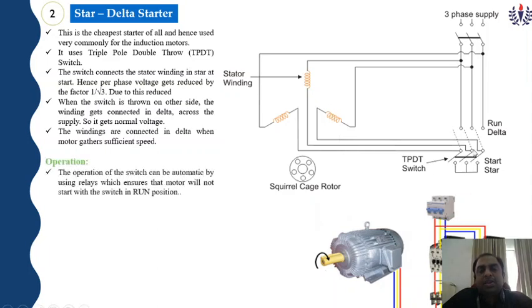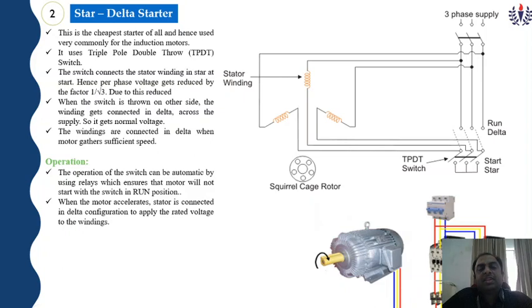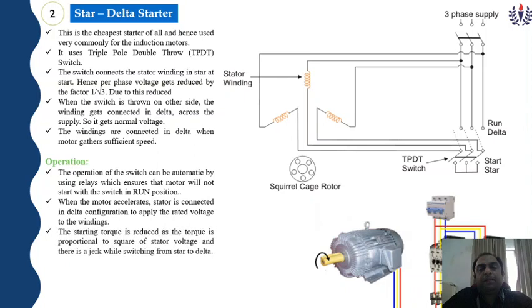Operation: the operation of the switch can be automated by using a relay, which ensures the motor will not start with the switch in run position. When the motor accelerates, the stator is connected in delta configuration to apply the rated voltage to the winding. The starting torque is reduced as the torque is proportional to the square of the stator voltage, and there is a jerk while switching from star to delta.